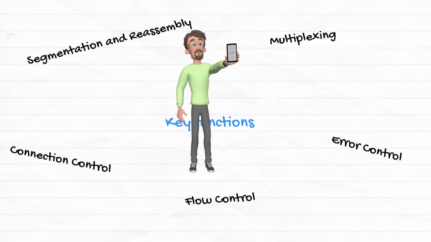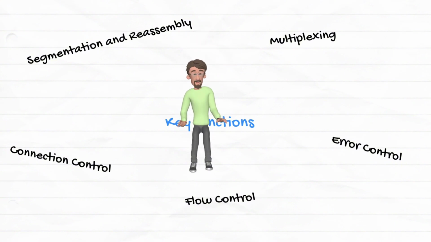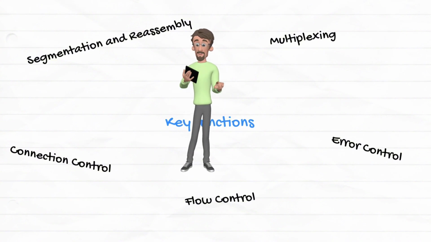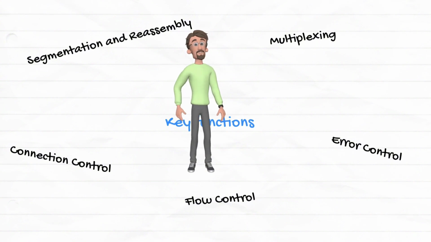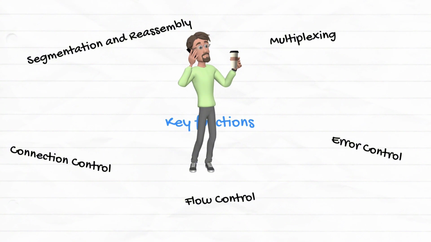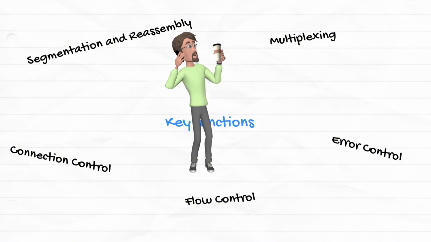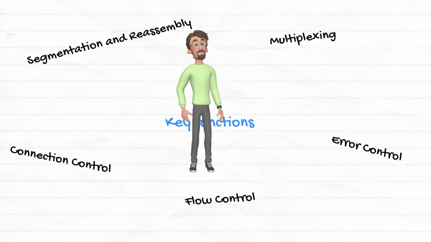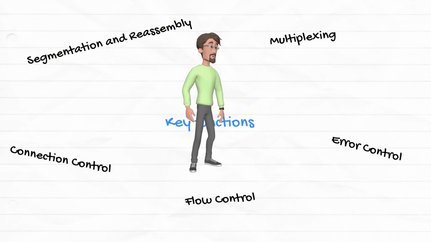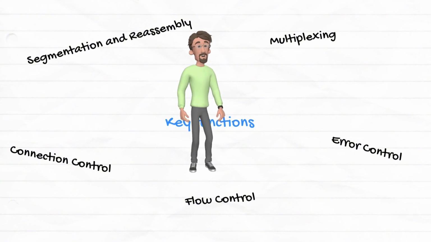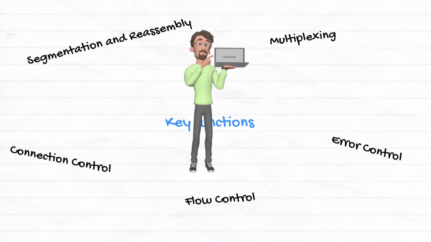Flow control. What it does: manages the rate of data transmission to prevent overwhelming the receiver. Example: imagine you are filling a water tank through a pipe. If the water flows too quickly, the tank might overflow. To prevent this, you adjust the flow rate to ensure the water fills the tank at a manageable pace. Similarly, in networking, flow control adjusts the rate of data transmission to ensure the receiver can handle the incoming data without being overwhelmed.